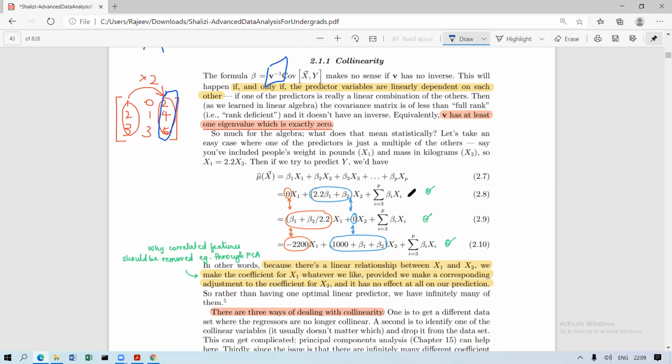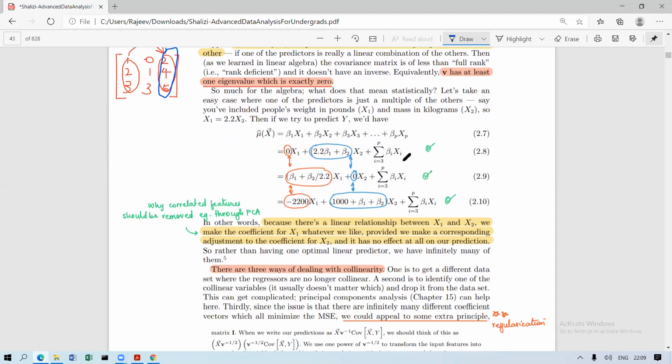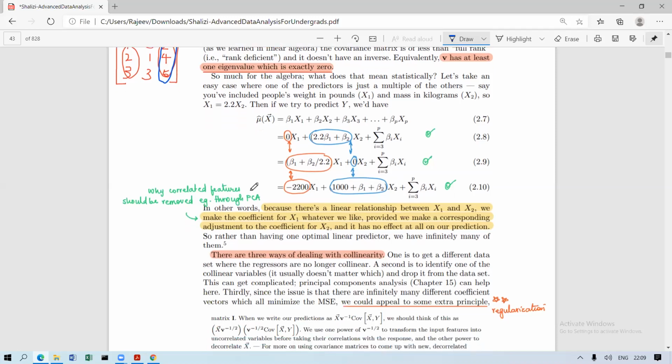So that's what he's trying to say: if you write the equation in this form, it's the same. If you write it in this format, it's the same. And again, in this format, it's the same. So there is not a single optimum value of beta 1, beta 2, beta 3. There are infinite values that will give you the same value of your predictor.